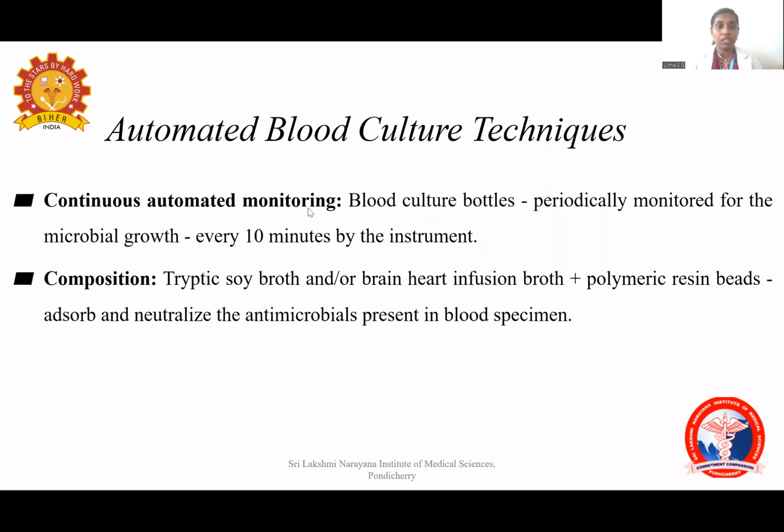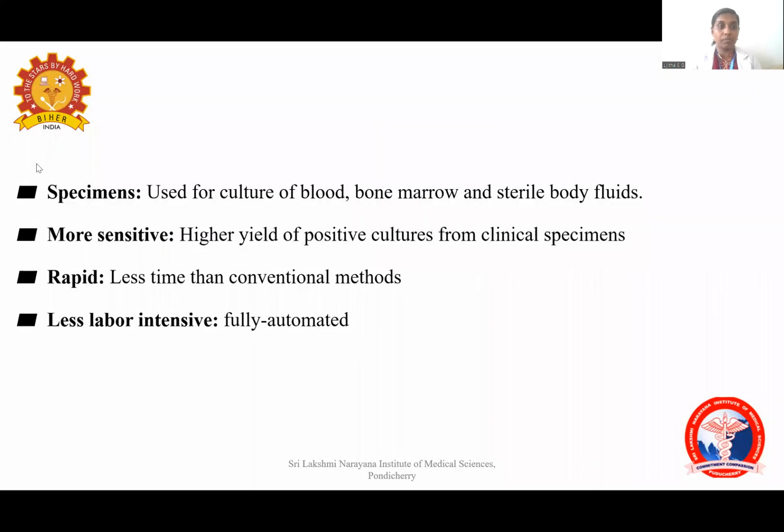In these automated blood culture techniques, since there is continuous monitoring, whenever a positivity signal is generated by the machine, we can take out the bottle, do the Gram staining, and identify the organism. It periodically monitors the blood culture tubes for microbial growth every 10 minutes. The broth is usually tryptic soy broth or brain heart infusion broth, and polymeric resin beads are there to neutralize the antimicrobials present in the blood specimen.